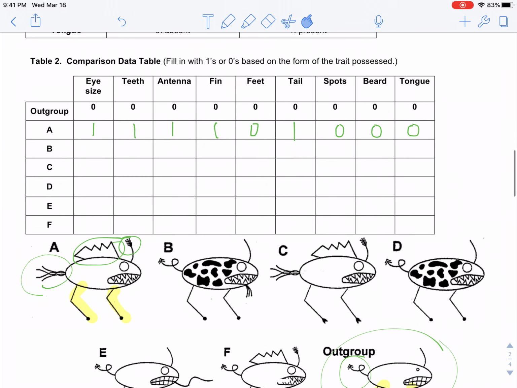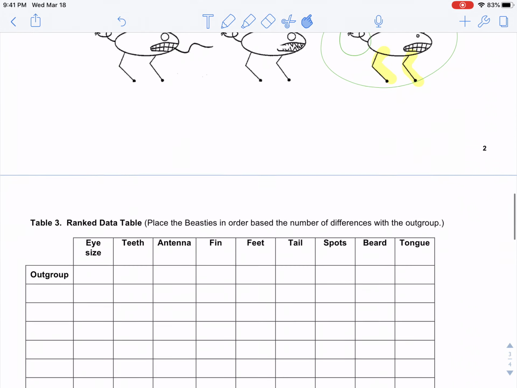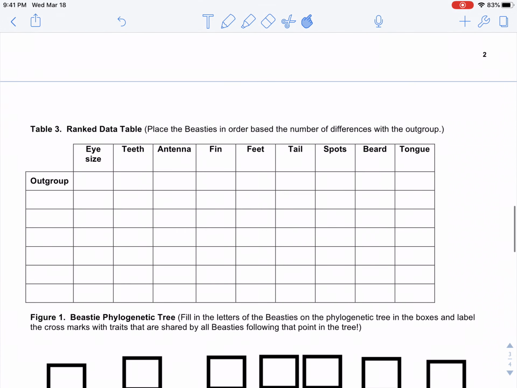You will do the same for B, C, D, E, and F. Then when you get to the next table, this is called a ranked data table. So we'll do one of these together as well so you get the hang of this. What you want to do here is make sure you place those beasties in order based on the number of differences with the outgroup. And so the outgroup we can simply fill in again, if you want, as all 0s. Everything again stays the same as given in that picture.